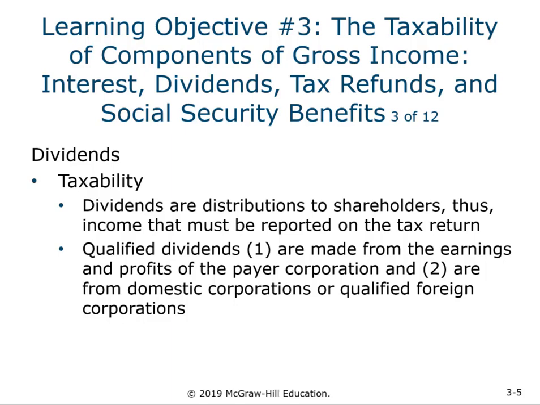Dividends are included. So difference than tax-exempt interest we talked about a couple slides ago. Tax-exempt interest is not included in AGI. Dividends, even qualified dividends, are included in AGI. Always included in income, even if they are taxed at a 0% rate.